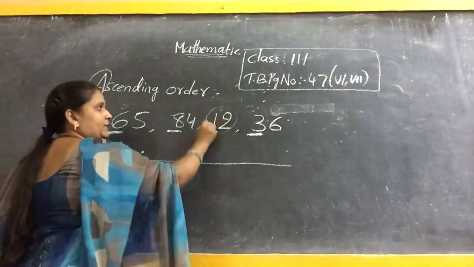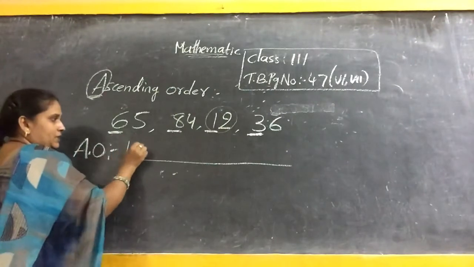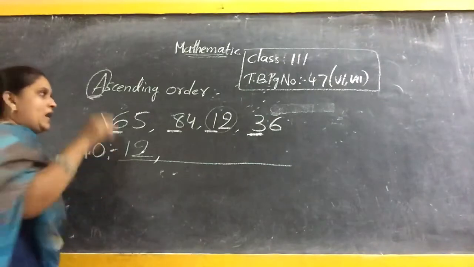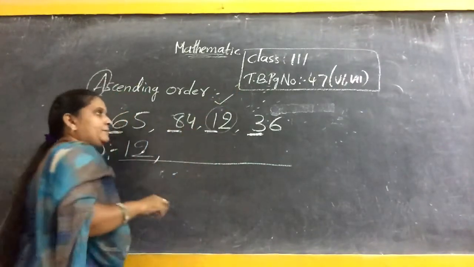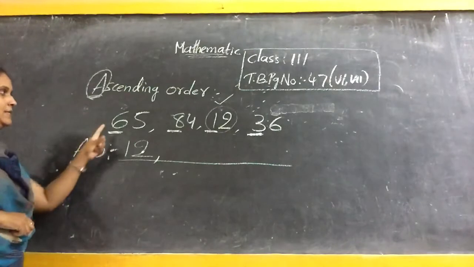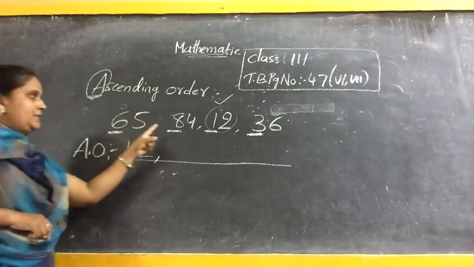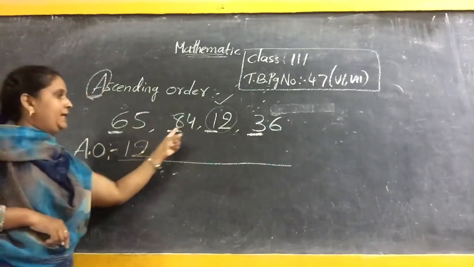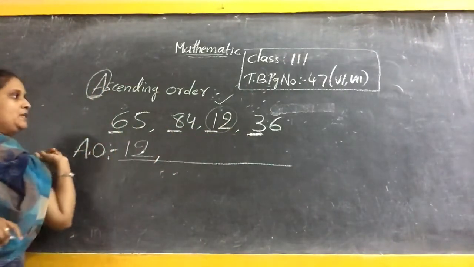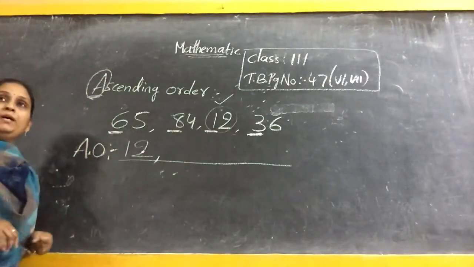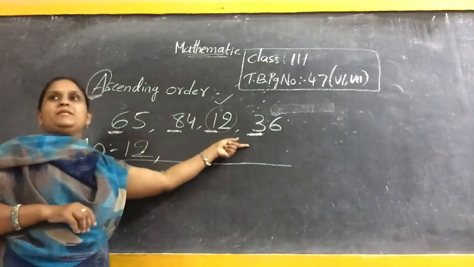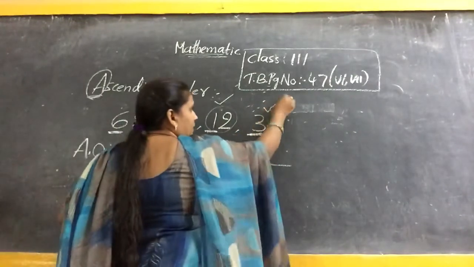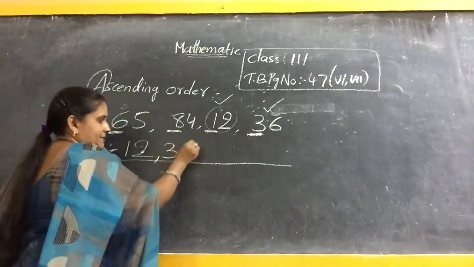But with 1 together, what is there? 12. So write 12 first and put the comma. After writing 12, put a tick mark above the number. Next, now check it. Here 6 is there, next 8, next 3. So 6, 8, 3. In these 3 numbers, which is the small number? Which is the small number, children? Yes, 3 is the small number. So 3, 6, 36, right?